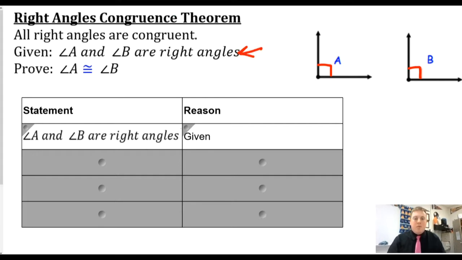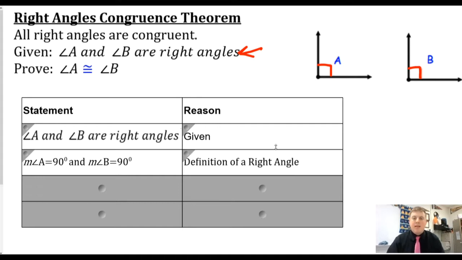Alright, now we need to think about what it means to be a right angle. If you think back to middle school and maybe even late elementary school, a right angle is going to be an angle that measures 90 degrees. So I'm going to state that measure of angle A is equal to 90 degrees since it's a right angle, and that the measure of angle B is going to be 90 degrees since it also is a right angle. And what allows us to say that is just simply the definition of a right angle. This would be one of the definitions that are on your interactive notebook that you are given and that you are fair to use at any point.